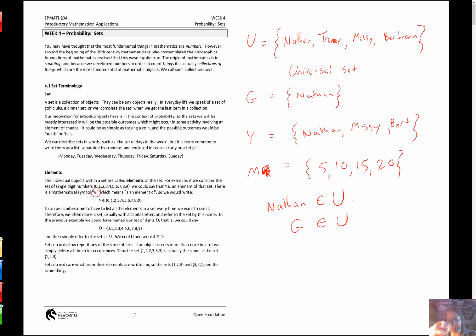Well, G is Nathan. There's no difference between G and the element Nathan, because we defined G and Nathan as equal. So I can say G is an element of the universal set because Nathan is a member of the universal set. Missy is an element of the universal set. Nathan is an element in the young cat set. So whereas we're trying to make it look awkward and uncomfortable, it's fairly logical things, I hope.